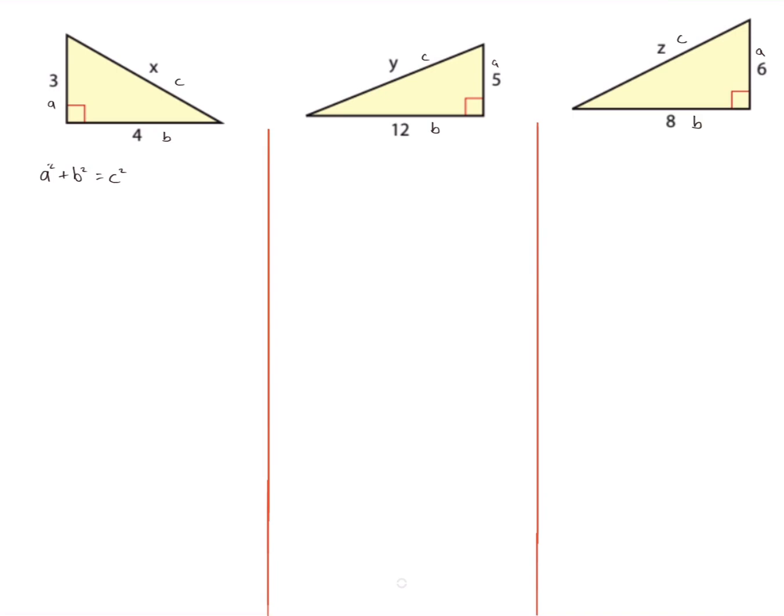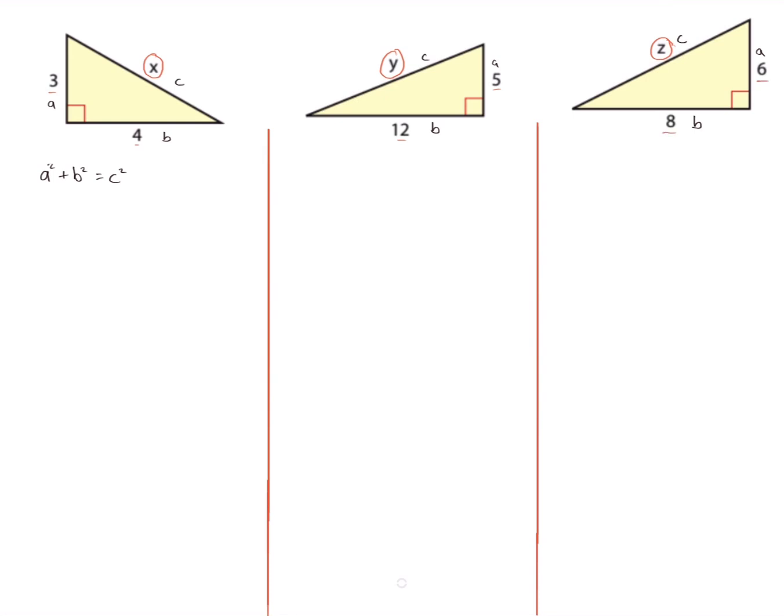Okay? So, in each of these three triangles, we want to find out what the missing length is. We don't know what x is, how long y is, and we don't know how long z is. Those three sides are the missing sides that we want to find the length of. And we know the length of the two other sides of the triangle. So we know that this is 3 and this is 4, and we know this is 5 and this is 12, and we know that this over here is 6 and this is 8.